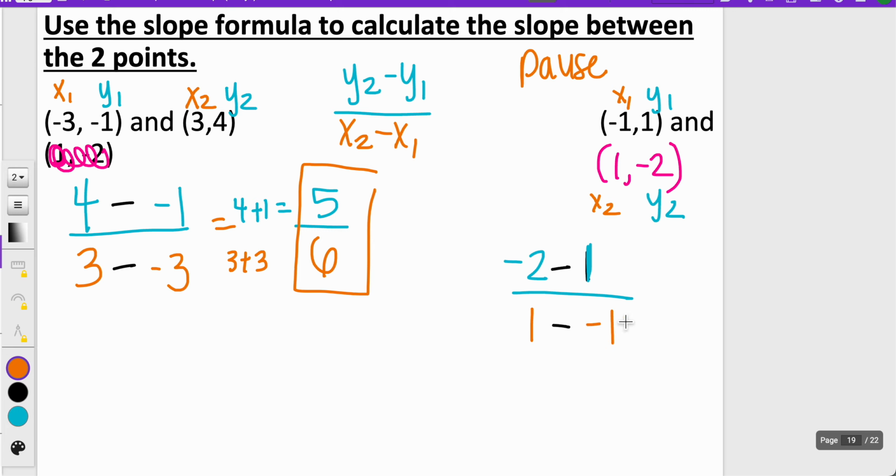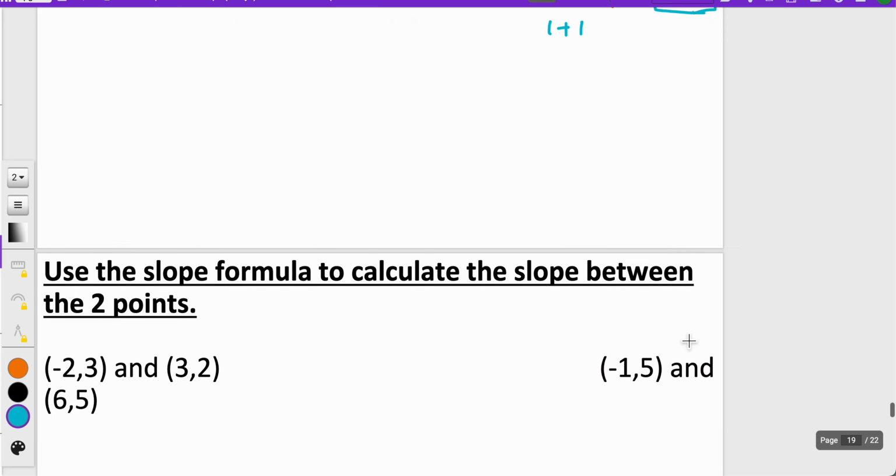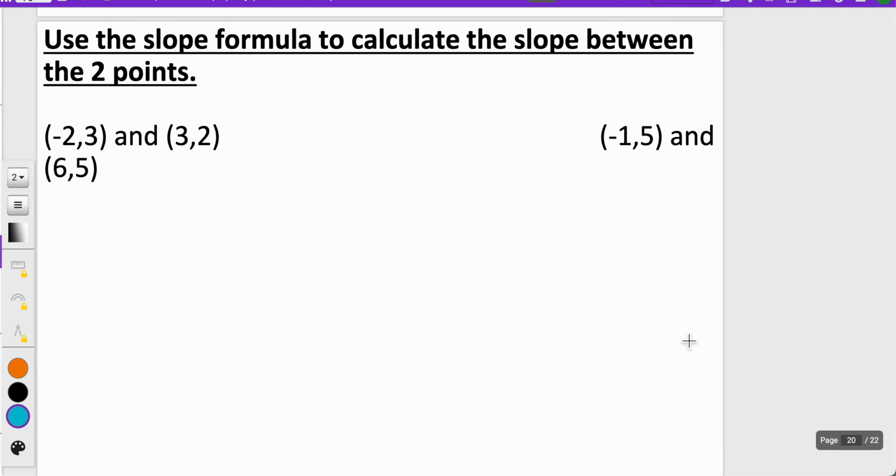Okay? Negative 2 minus 1 on the top, that'll give me negative 3. And 1 minus negative 1, or 1 plus positive 1, would give me 2. So my answer for this slope is negative 3 over 2. Okay, let's go on, and this time I'm going to show you maybe a different way to look at it.